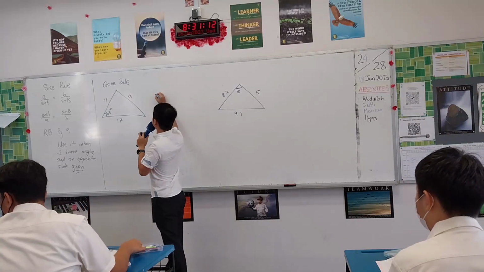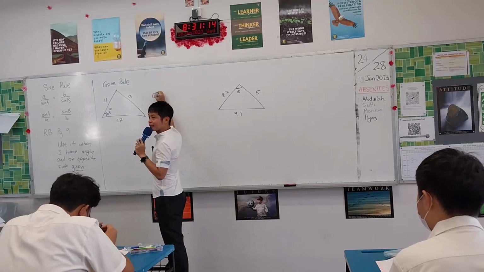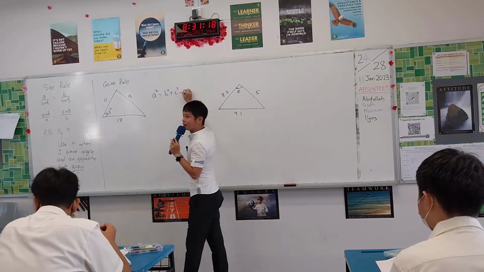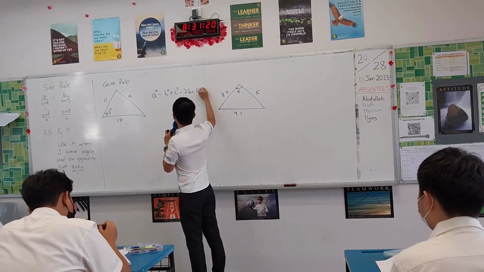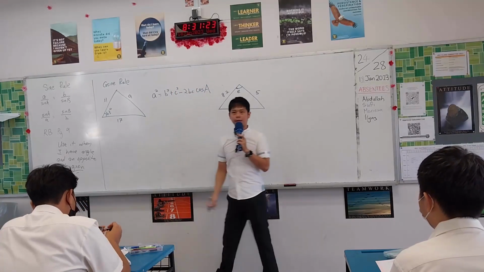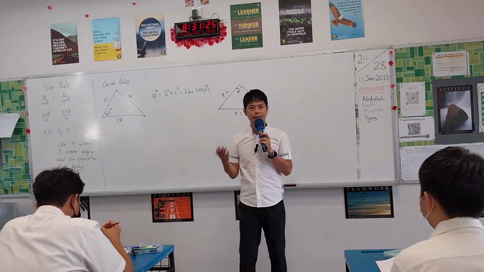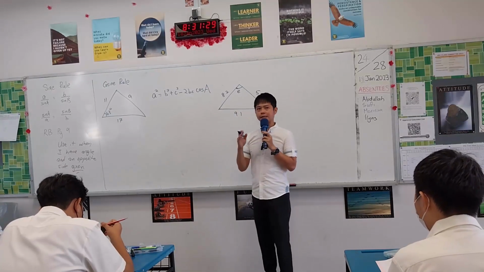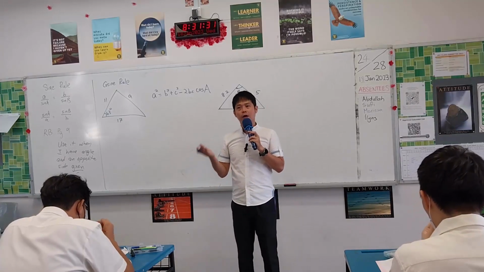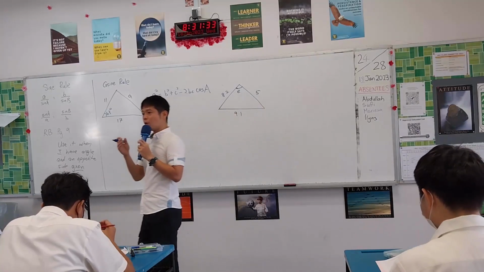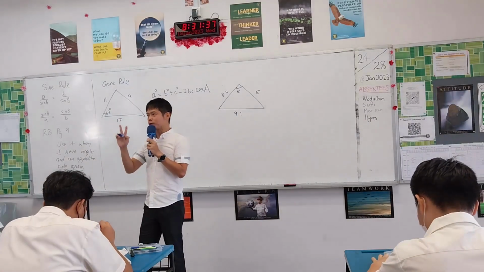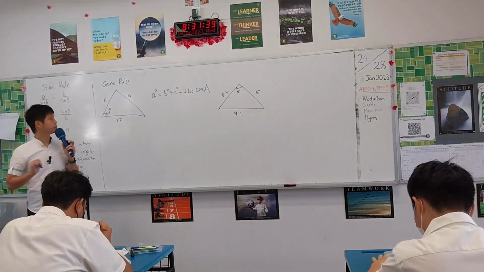So we have the formula given as a squared equals b squared plus c squared minus 2bc cosine A. So that is the cosine rule formula given during the exam. It is used to find sides and also to find angles. So the thing that we need to learn is, when do we apply it? Very important question. So there are two scenarios that we'll apply.